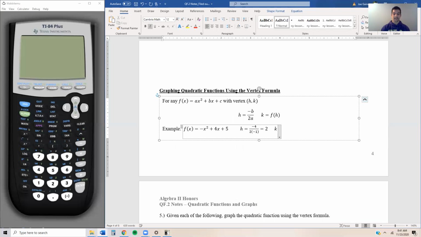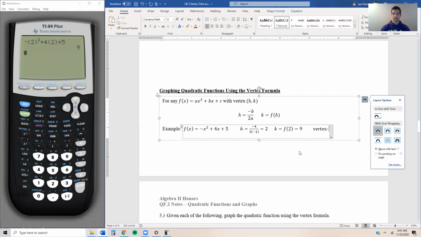If I want to find k, my y value of my vertex, I'm going to take 2 and substitute that into the equation. I'll just do that over here on my calculator. I believe you guys can see that on the screen. I would just take a 2 and substitute it in for x. And then I would get 9. So my x value for my vertex would be 2, and my y value for my vertex would be 9.